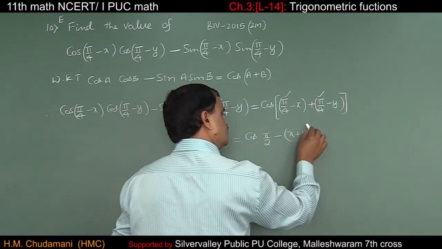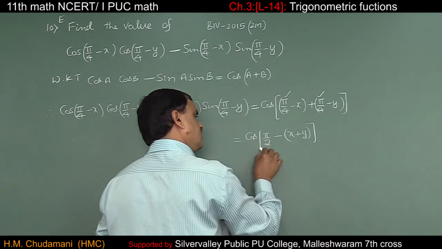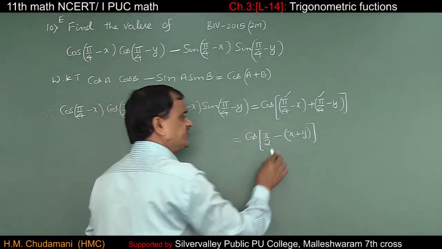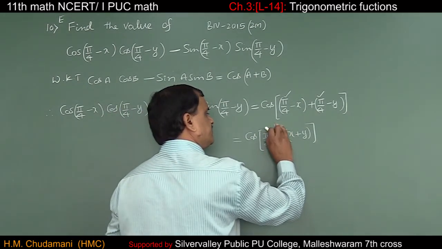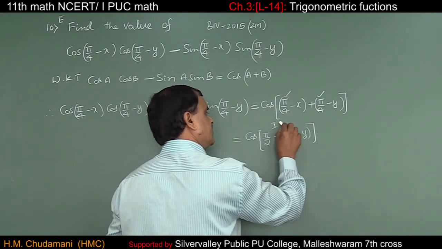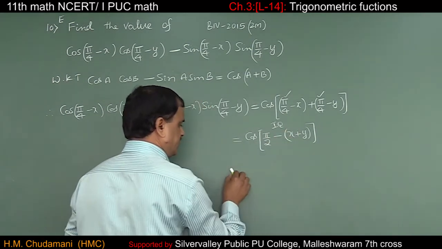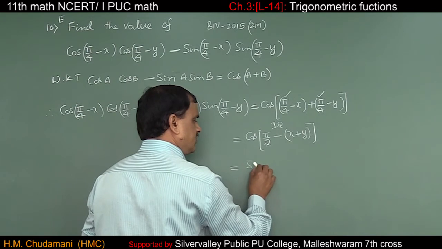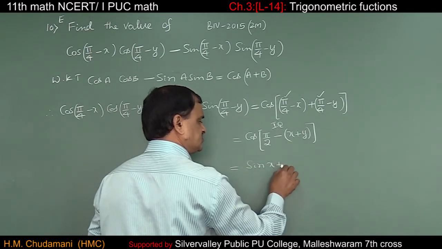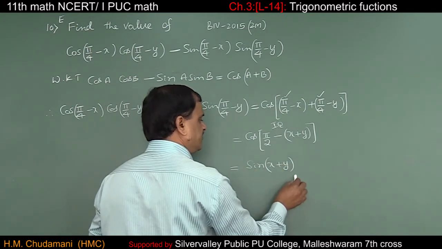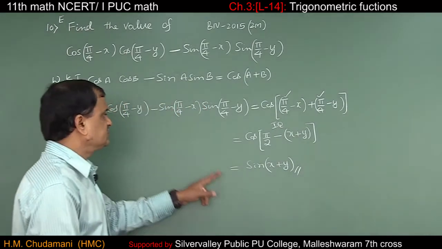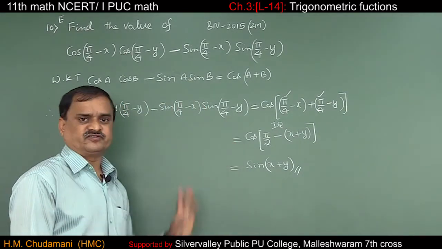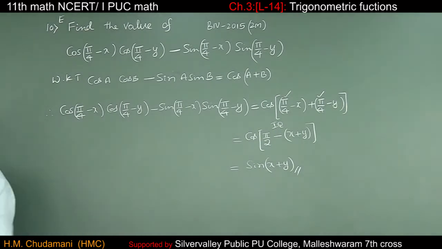Between these two, I'll take minus common. Cos of 90 minus theta. This is of the form cos of 90 minus theta, which lies in the first quadrant. 90 degrees means the trigonometric function changes. So, sin of x plus y. That is the value of this expression. Okay.